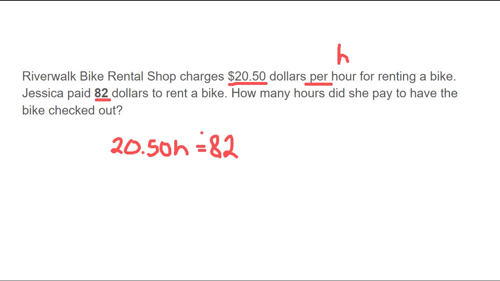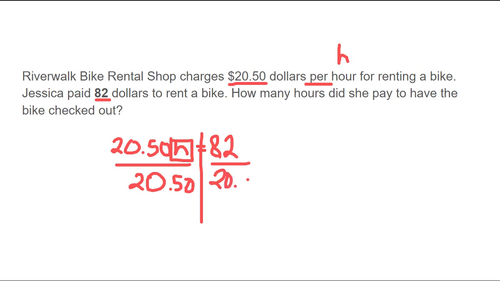So then this is the part where you would draw your river, you would box up your variable. Keep in mind that the H and the $20.50 are being attached. They're next to each other. So that means that they're being multiplied. So I'm going to do the opposite, right? I'm going to divide instead. So I'm going to divide both sides by $20.50.